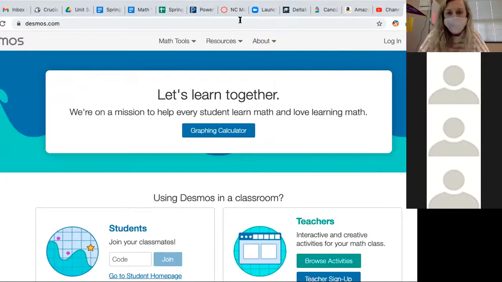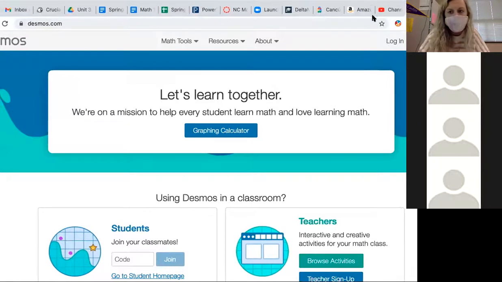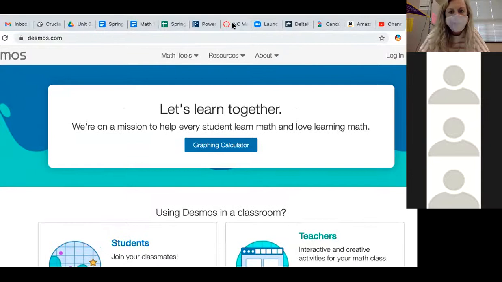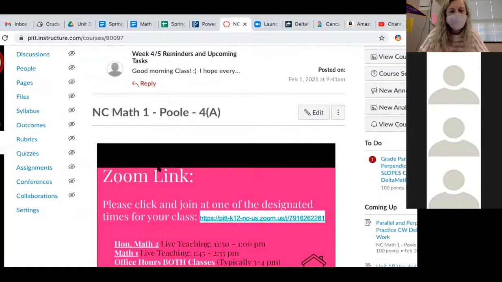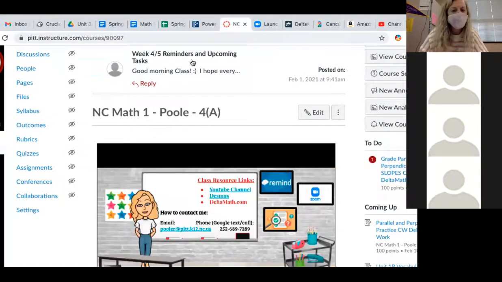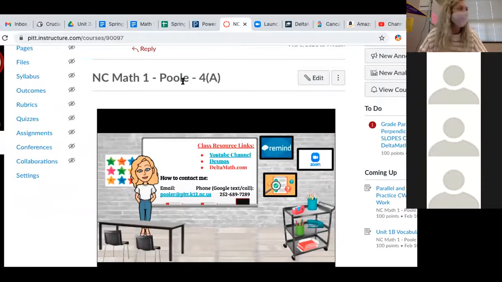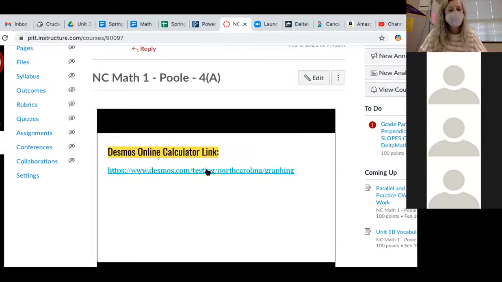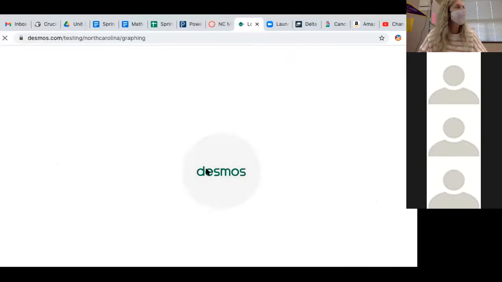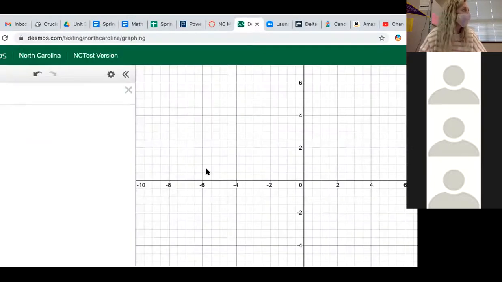Now, if you're like, I'm not going to remember that later, check this out. Y'all know our homepage on Canvas, right? Y'all see this thing right here that says Desmos? Hot dang, I put it on Canvas for you. Go to Desmos. So I'm in Desmos.